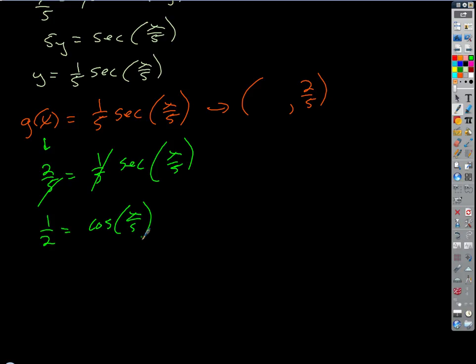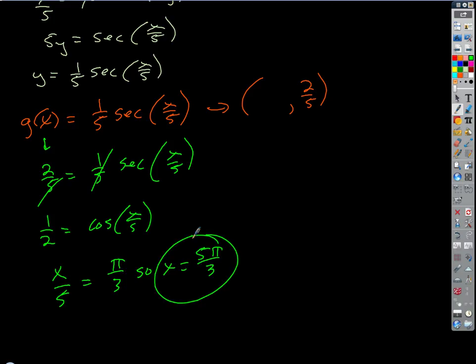So what is the angle? Cosine of the angle is 1/2 on the unit circle. We're looking for an angle, right? Pi over 2, no, it's pi over 3. So that means x/5 equals pi/3, so x equals 5/3 pi. So that's what goes here.